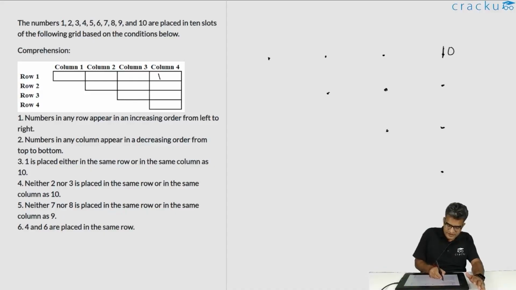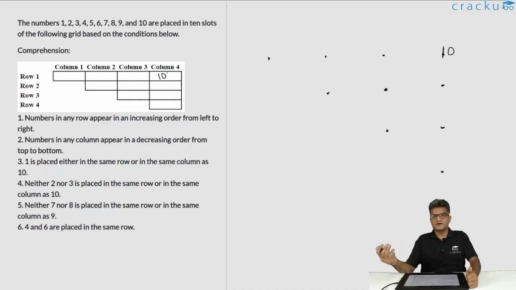That is, this has to be 10. Why is that the case? Because 10 is greater than every number. So in whatever row it is there, it will be to the rightmost. Similarly, 1 is greater than every other number. So whatever column it is there, it will be at the topmost. The only possibility is that it is in row 1, column 4.